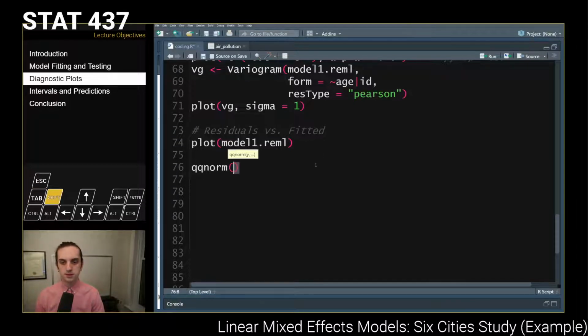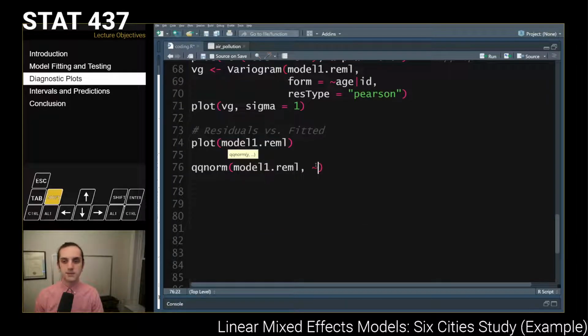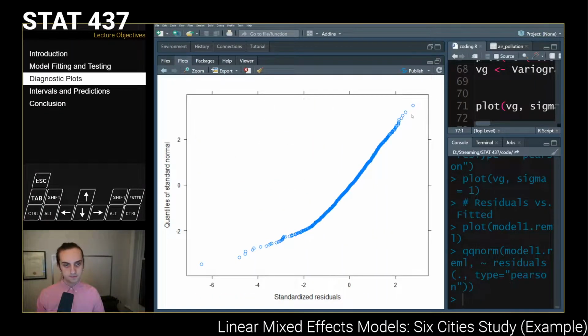So what I'll do is I'll call qqnorm and pass in the object, model1.reml. Then you can pass in this structure where I call the residuals function, which gets me the residuals, but I want them to be of type Pearson. If I run this, we should get this QQ plot, and we expect this to be a straight line on y equals x.